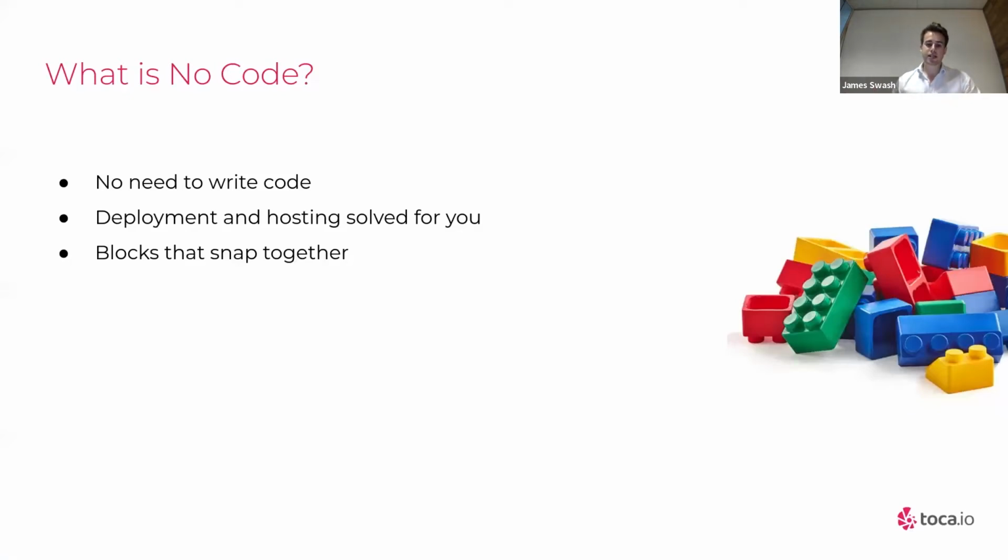NoCode also is very commonly encapsulated by blocks that snap together. You can think of NoCode as kind of Lego blocks, where you can snap them together to build something much more significant. But each block that you snap together is just a small item that wraps some functionality that typically would require someone like a developer or someone technical to have constructed it in the first place.